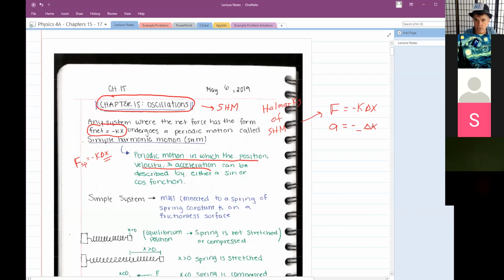The acceleration is proportional to negative the displacement. Meaning the farther I get from the equilibrium position, the bigger the force is pushing me back towards equilibrium. Or the farther I get away from the equilibrium position, the bigger the acceleration is in the opposite direction. We call any force that obeys this, where the force is negative a constant times the displacement, a restoring force.